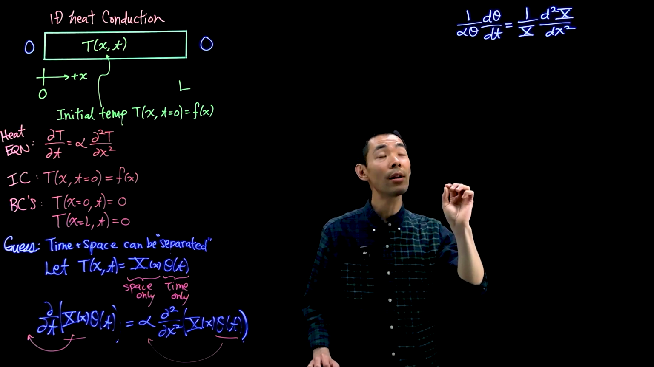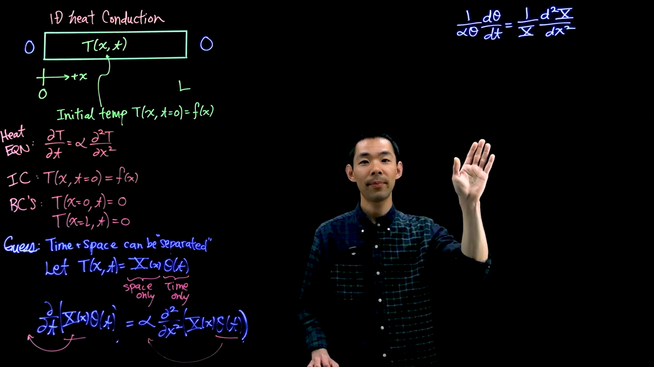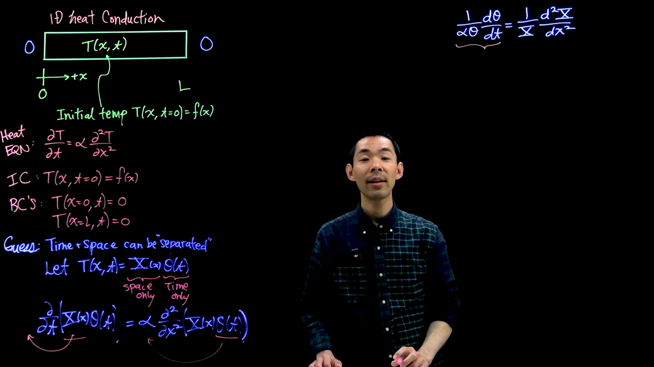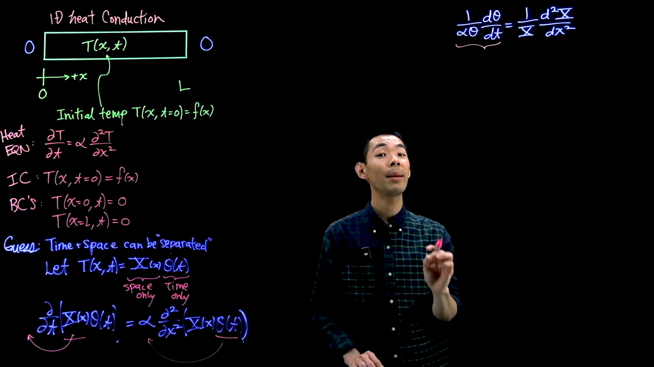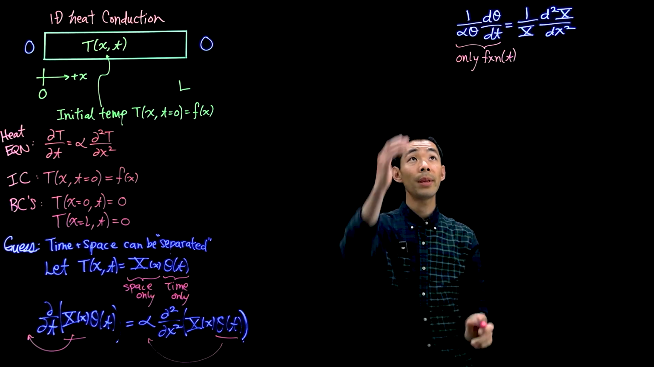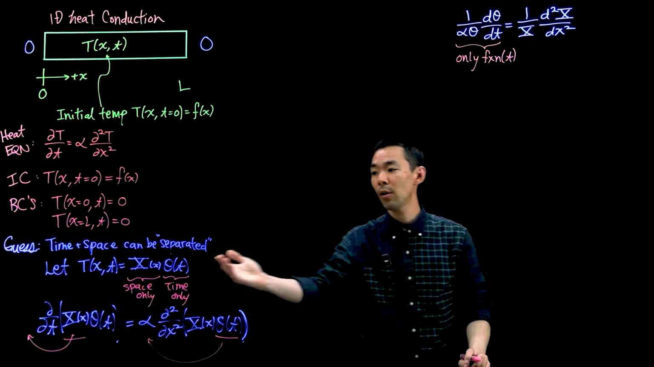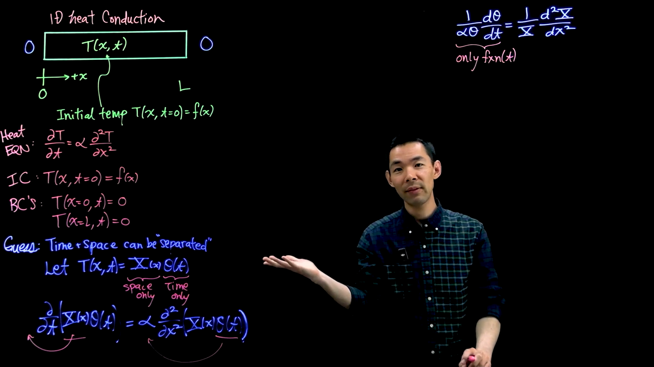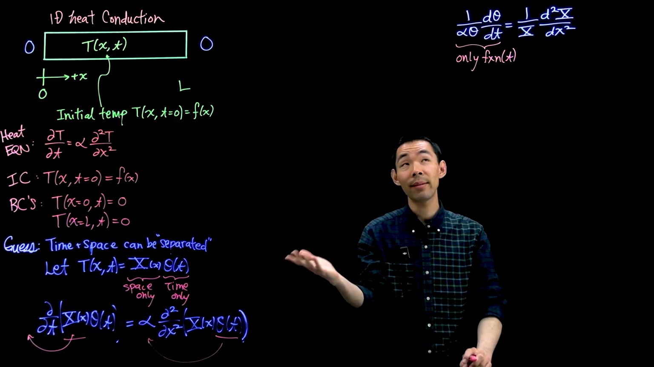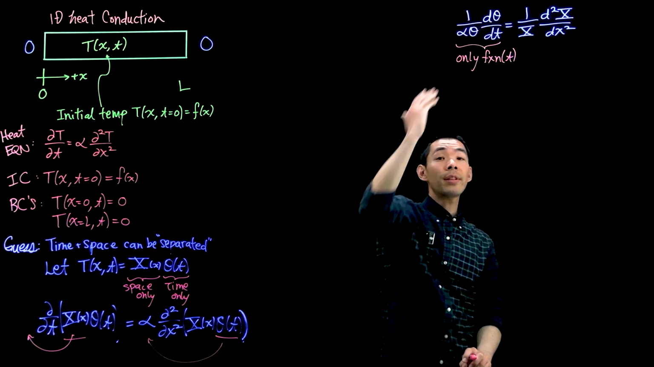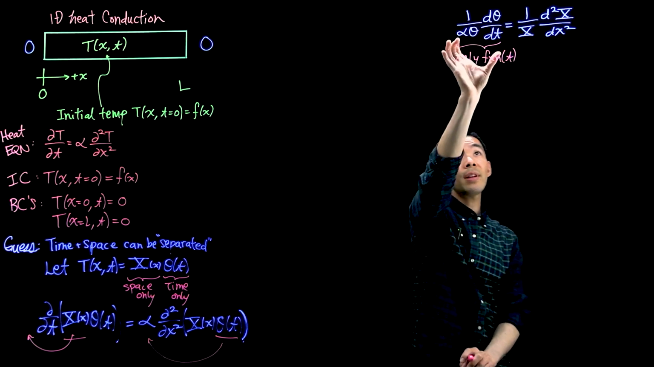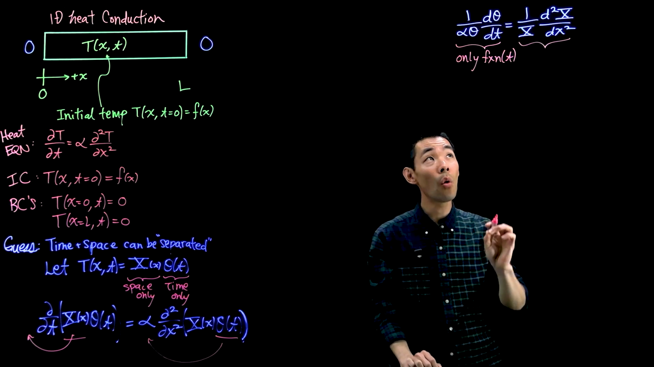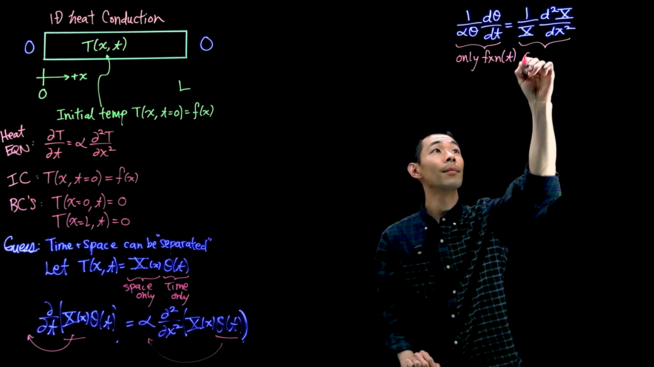Now, when you take a look at this equality, everything here on the left-hand side is only a function of time t, right? Because theta is a function of t only. That's what we guessed. Alpha is just a parameter. It's just a number, thermal conductivity of your material. So it's just a constant. It doesn't depend on anything. And this derivative is still just a function of time. So this left-hand side is only a function of time. The right-hand side in contrast, is only a function of position x.